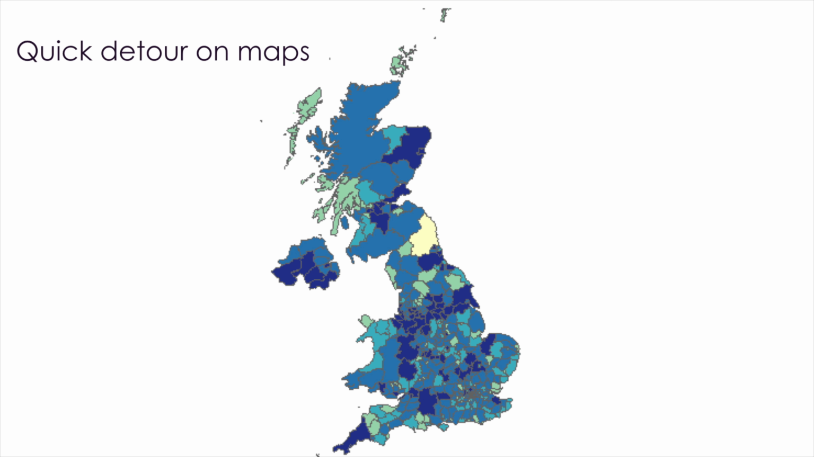And then related to this point of clarity, I just wanted to quickly mention maps. So this is probably the most popular type of map. It's called a chloropleth. It's where you colour in the areas. There's nothing wrong with it per se, but I'll definitely think twice before using one.